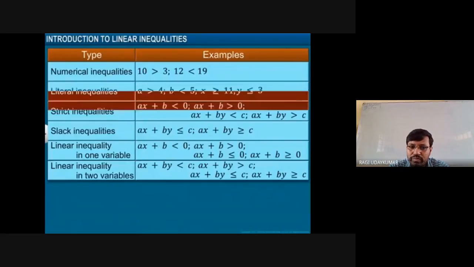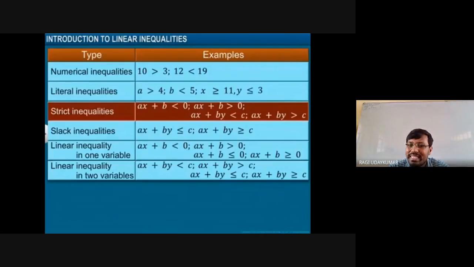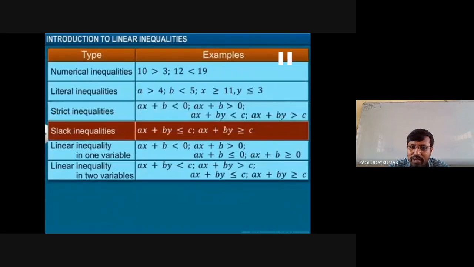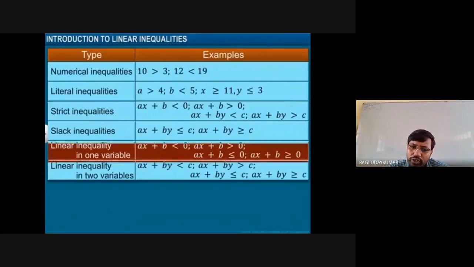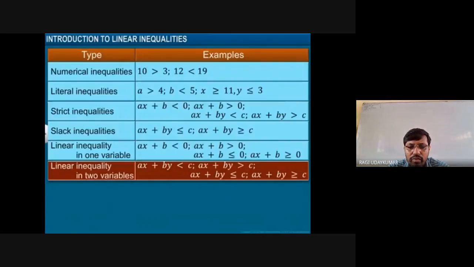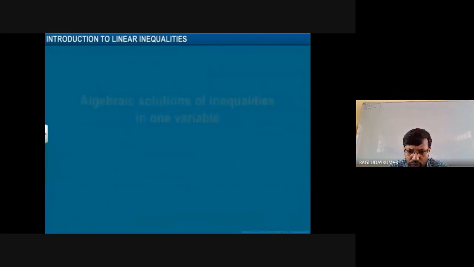Next, strict inequality: strict ones have no equal to, only less than or greater than. So they are called strict inequalities. And slack inequality is nothing but those which have equal to also: less than or equal to, greater than or equal to are called slack inequalities. Linear inequality in one variable: only one variable x is there everywhere, so they are called linear inequalities in one variable. Next is linear inequality in two variables: x and y are the two variables.